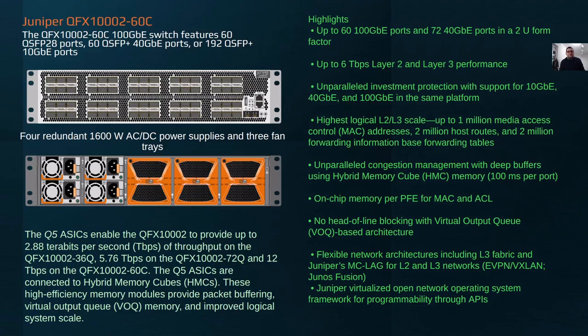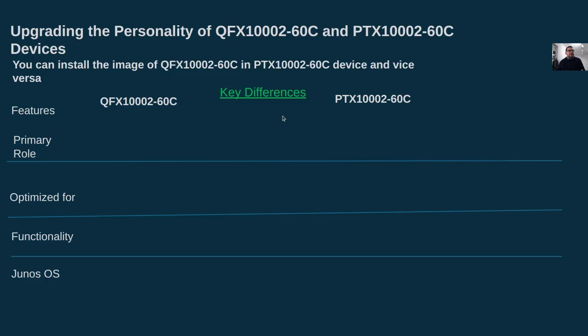On the other side, the PTX series routers are optimized for cloud packet transport routers that form the foundation of large-scale WAN and data center interconnect architectures. They are optimized for high performance routing and large bandwidth requirements. So on the next slide, let me show you a key difference between the two devices right here.